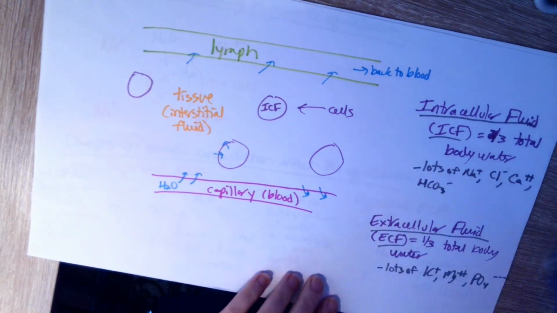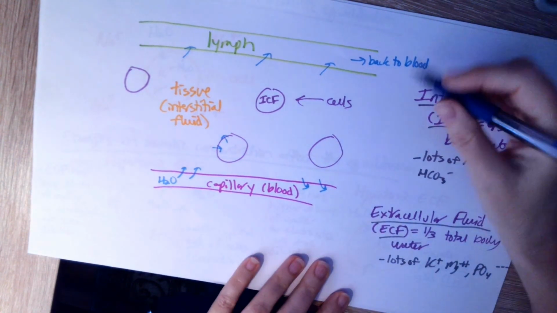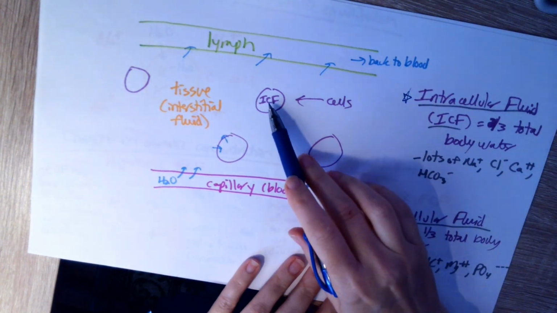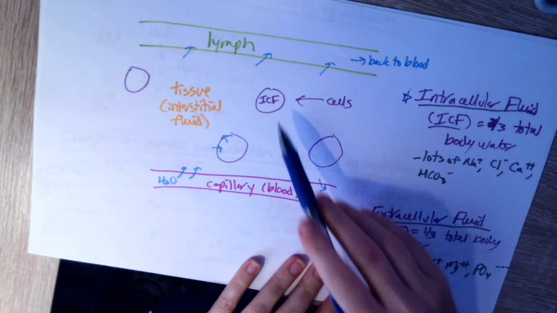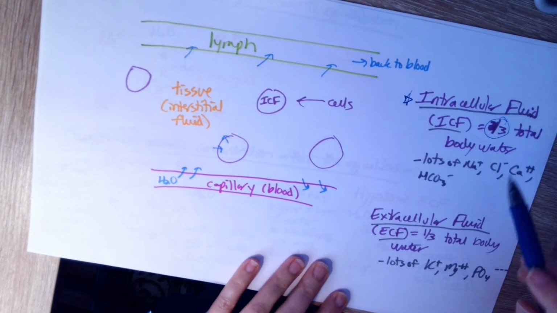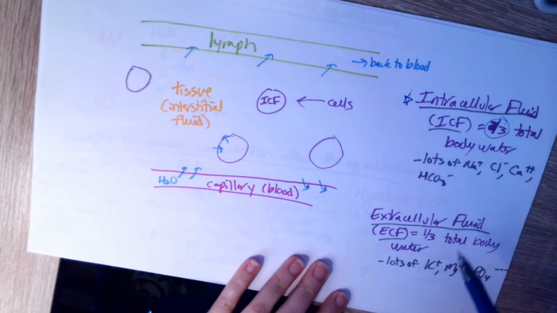So the compartments then, we have our intracellular fluid, and that is just the cytoplasm. That is just what is inside the cell. So the ICF, it can be abbreviated as. And this is actually where most of your body water is going to be found. About 2/3 of your total body water is found here.